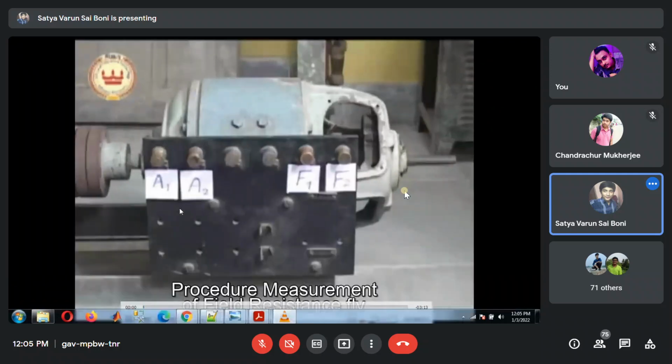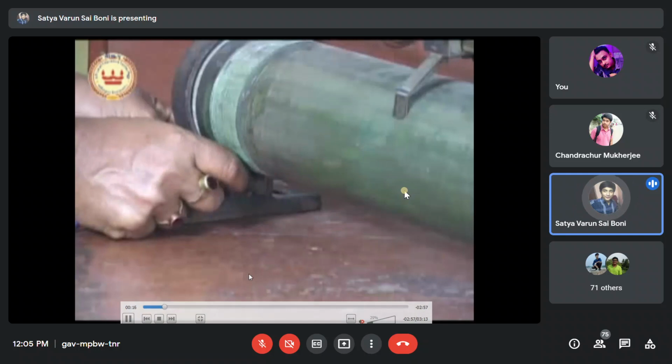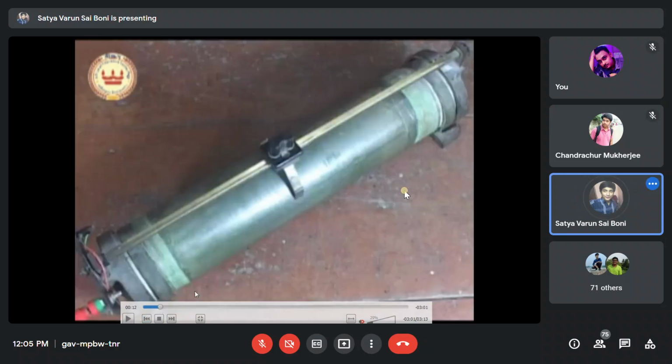For field resistance also the same process. You will see, it is a rheostat, a variac, you can say. See, this is the knob with which we control the resistance we are applying to the system. This is the knob. You can see.